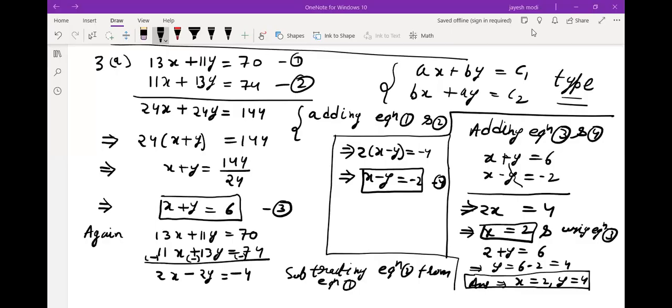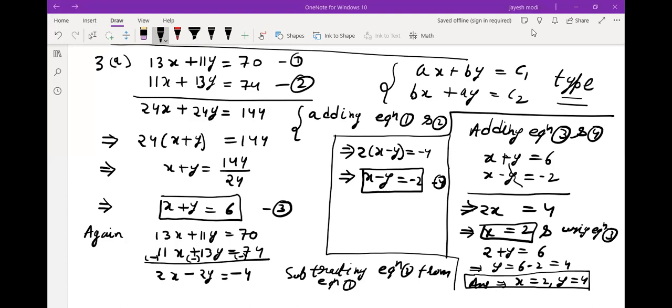To solve the equations of the type in which there are alternating coefficients, 13x plus 11y equals 70, 11x plus 13y equals 74, first we add both the equations. So 13x plus 11x, 24x, plus 11y plus 13y, 24y, equals 144. When we take 24 common, x plus y equals 144 by 24. So the equation is x plus y equals 6. Is that clear to you?